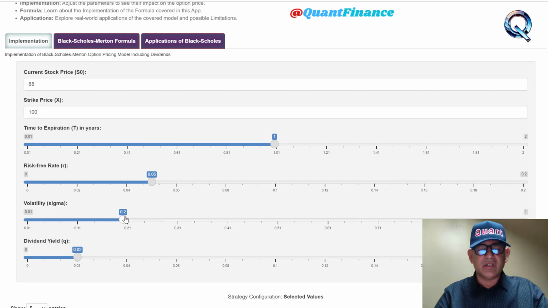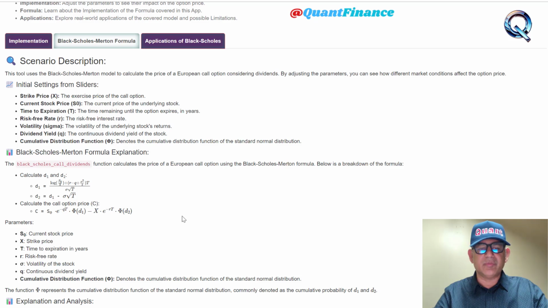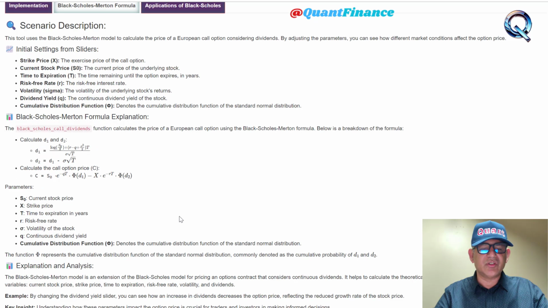Volatility is the unpredictability. Like the way weather is unpredictable, the price of a stock is unpredictable, and this volatility is shown through sigma. Dividend yield is considered in this formula. We see that in the formula as well. It means the company will be paying dividends, and this is a continuous dividend yield. It is also included in the formula here.